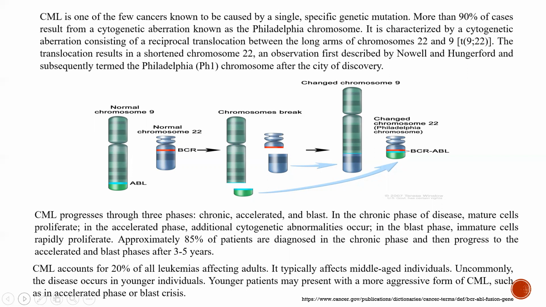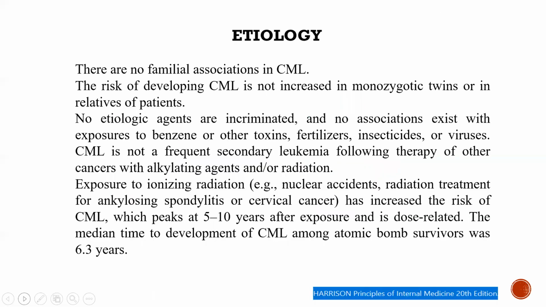As we already said, 20% of the cases of all leukemia affecting adults are represented by this type of leukemia. It typically affects middle-aged individuals, and the disease can also occur in younger individuals. Younger patients may present with a more aggressive form of the disorder, such as the accelerated phase or the blast crisis phase.